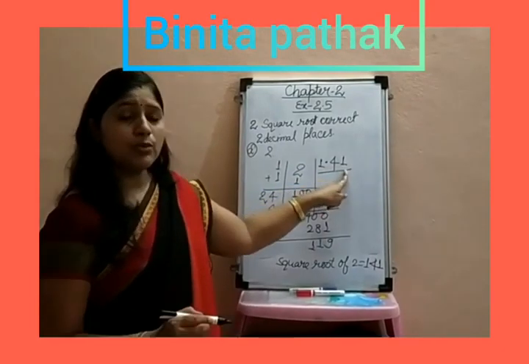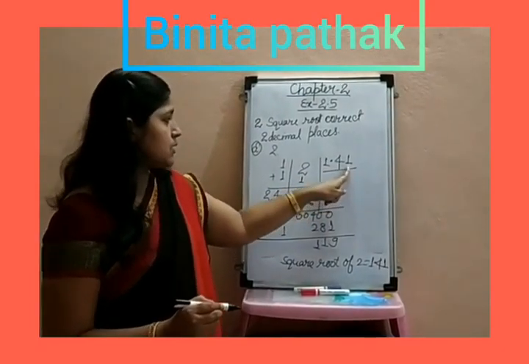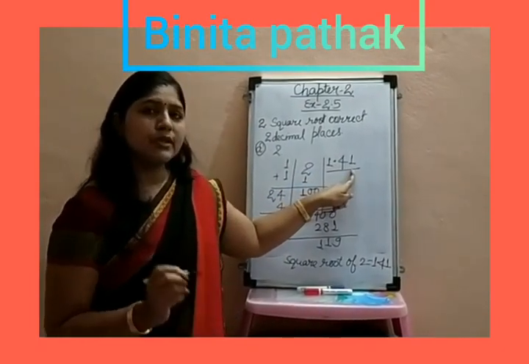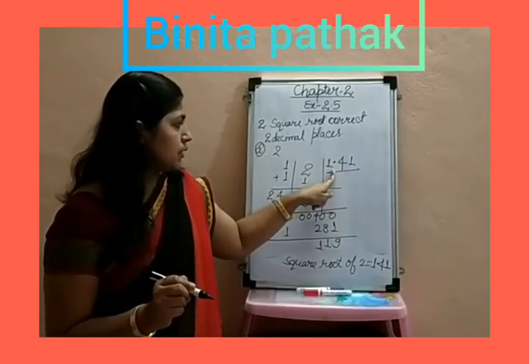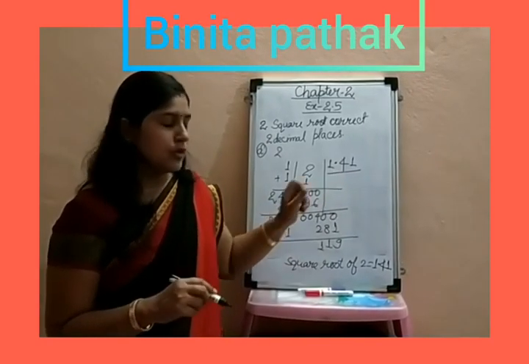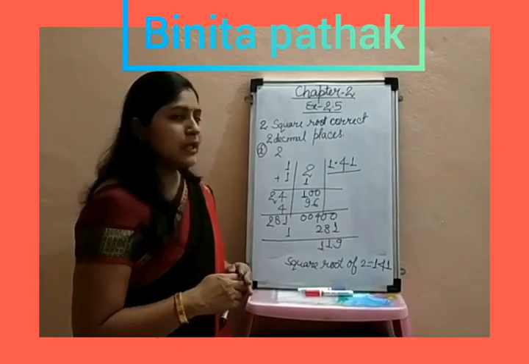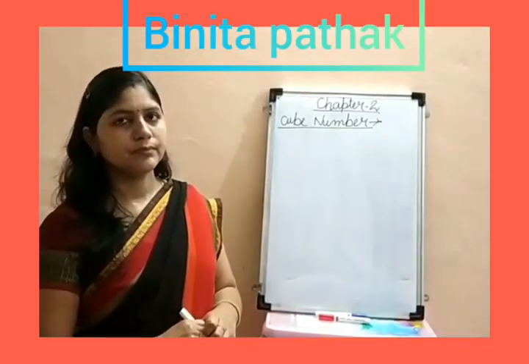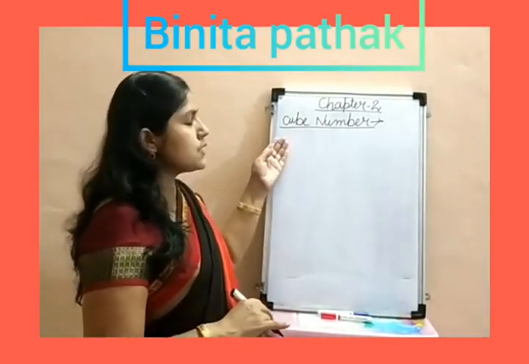1.41. In your book, the answer is given incorrect. The answer is given 1.44, but that is a misprint. The correct answer is 1.41. So let's do our next topic, that is cube number. The next topic is cube number.